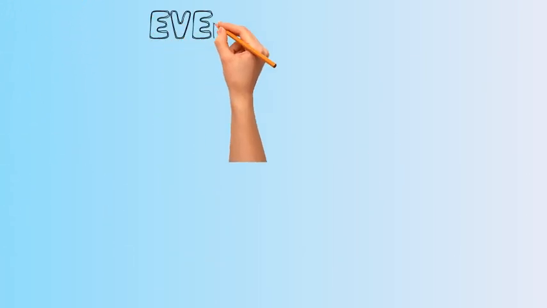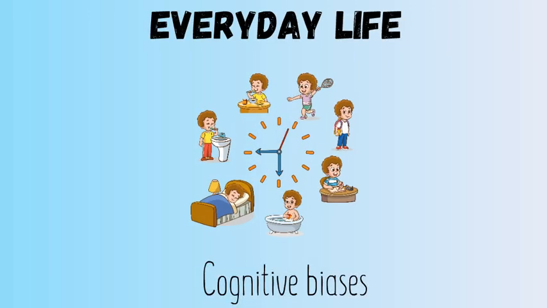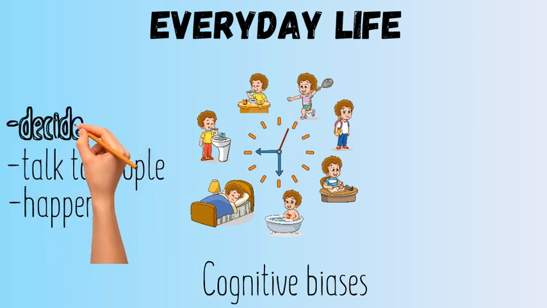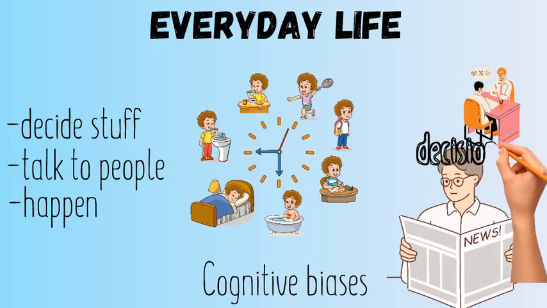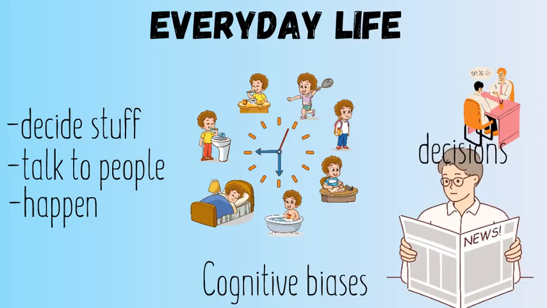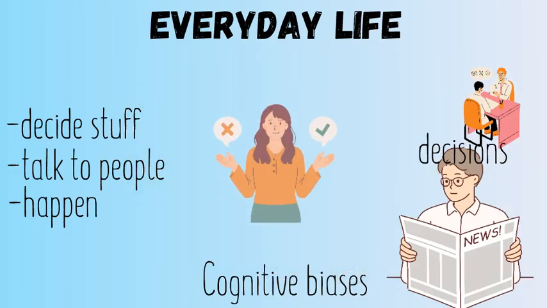Recognizing cognitive biases in everyday life. Cognitive biases are all over our everyday life, affecting how we see things happen, talk to people, and decide stuff. Like when we read news or pick someone for a job, or even think about what's risky, biases sneak into our decisions. Knowing about these biases is the first thing we can do to make sure they don't mess up our choices too much.